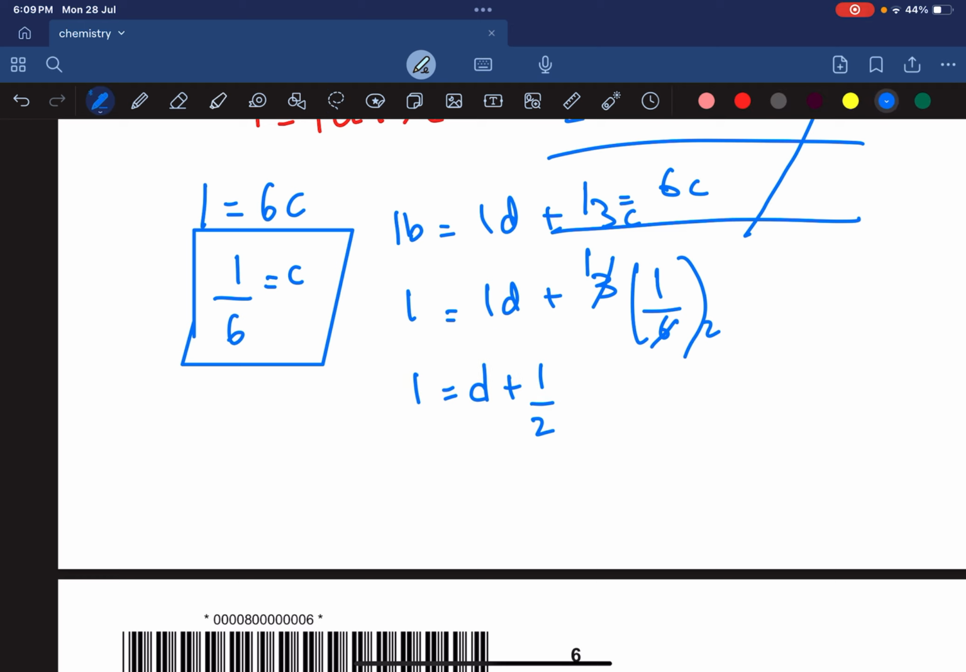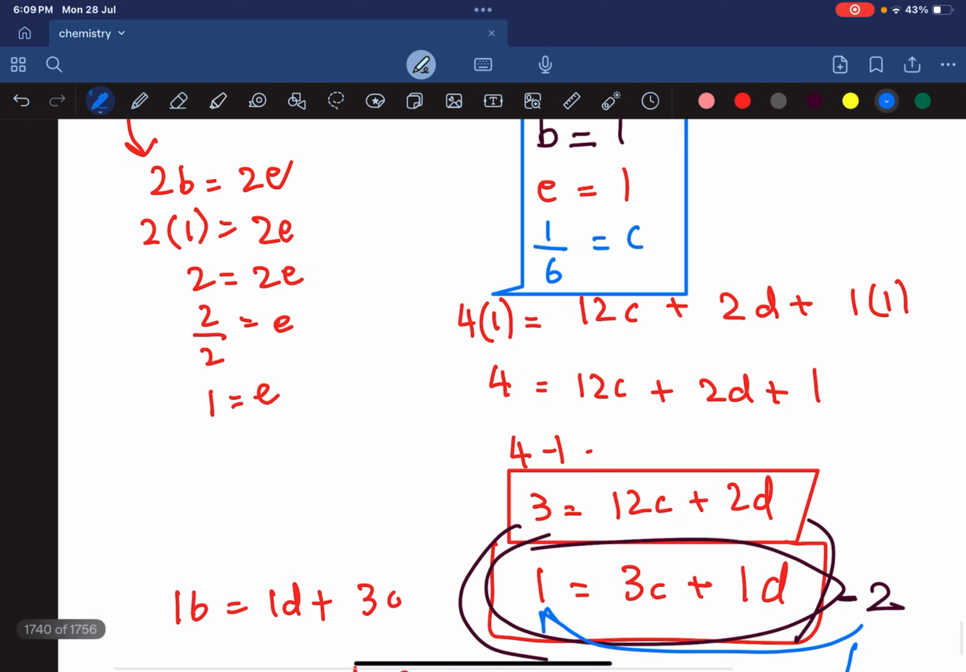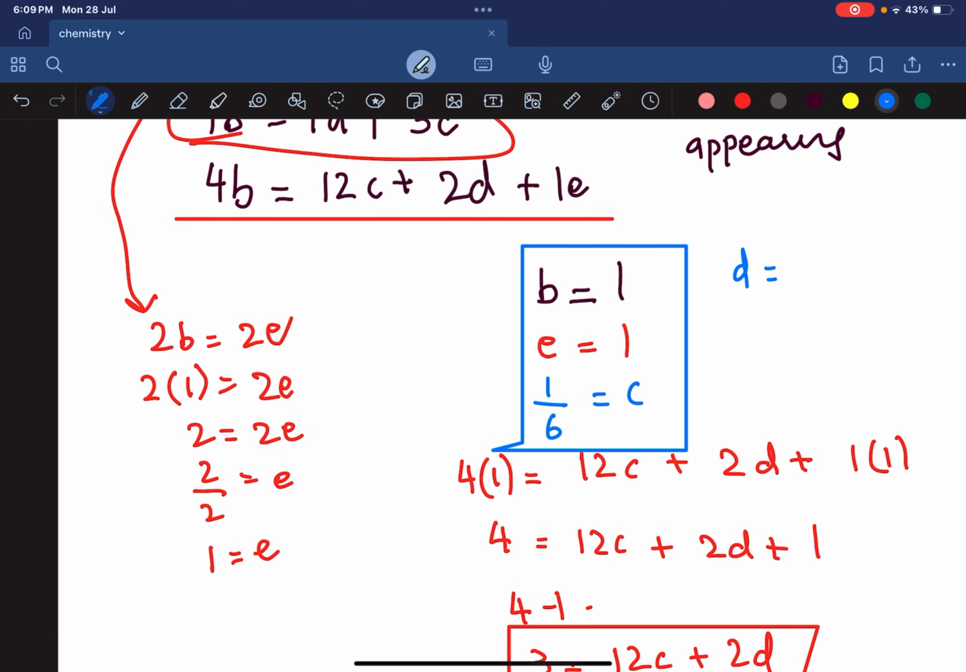So it becomes d equals 1 minus 1 upon 2, and d equals 1 upon 2. I hope you get it. The value for d comes out to be 1 upon 2.